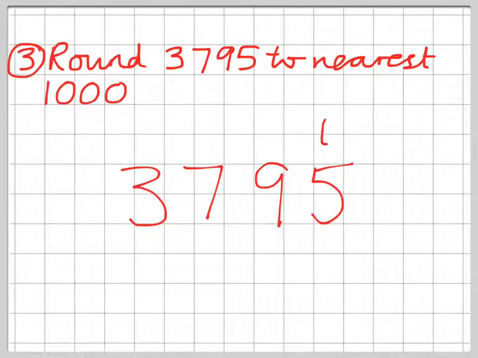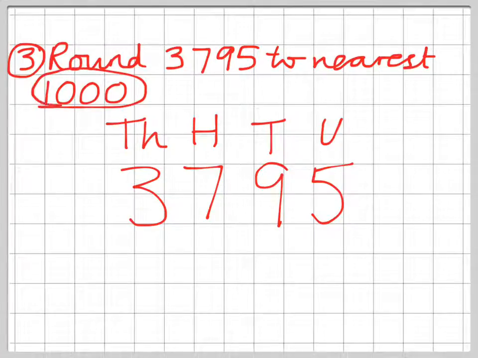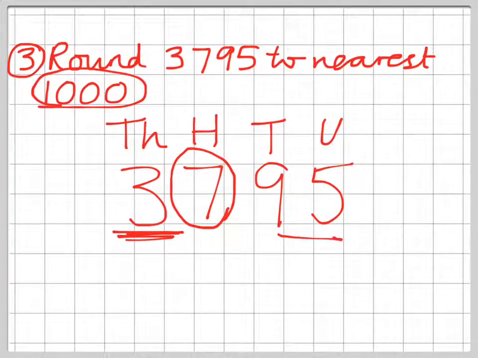Question 3 is a rounding question, so we've got 3795: units, tens, hundreds, thousands. The method I've taught the children is to look at what you are rounding to and underline that digit. So we're rounding to 1,000, we underline the thousands digit. The next number is called our decider. The other 2 numbers here don't count at all, ignore those. This is the one where it's going to help us decide to round up or round down.